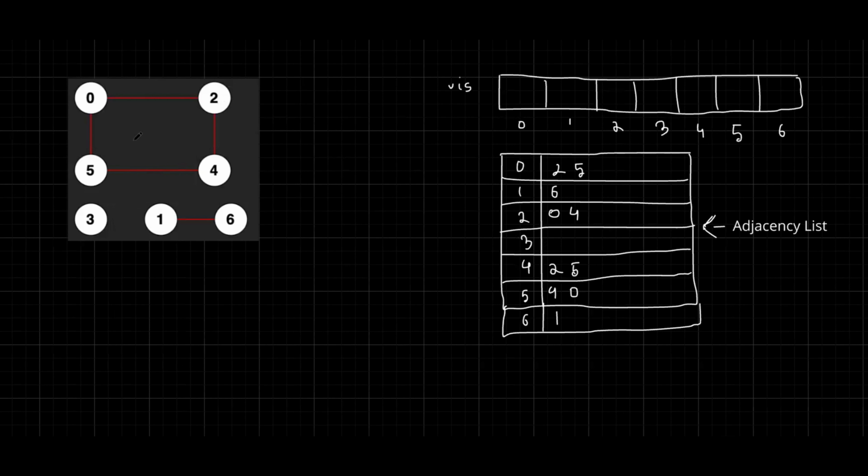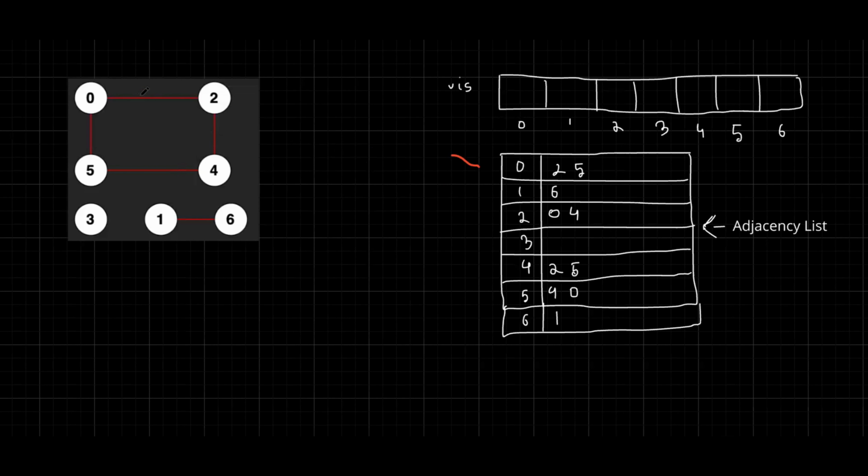Now, let's write down the example. Here, for this graph, we are taking a visited array to mark which node is visited right now, and we are taking an adjacency list. Now, this adjacency list is the representation of this graph.